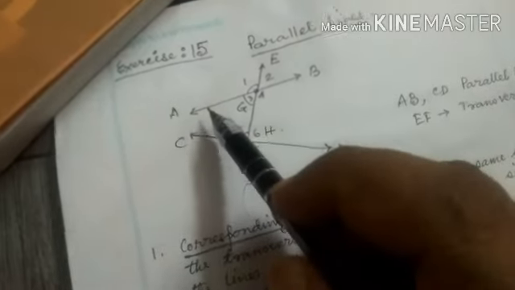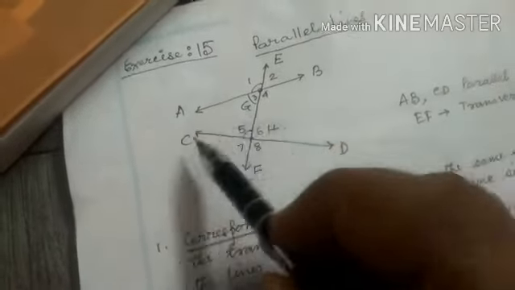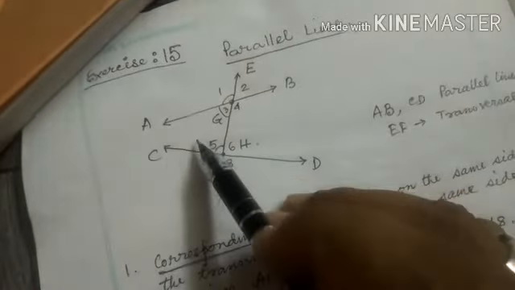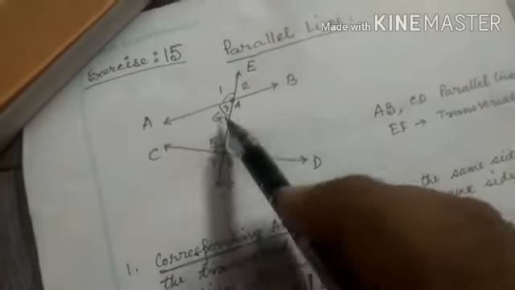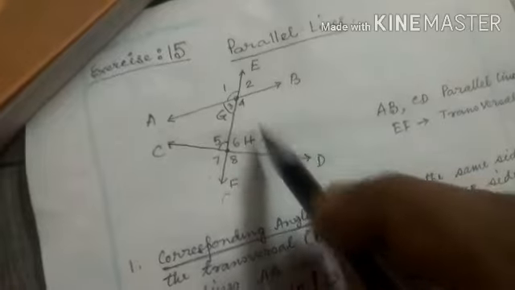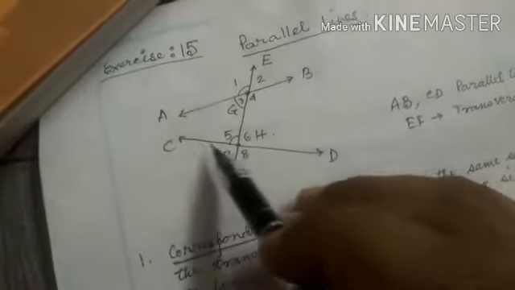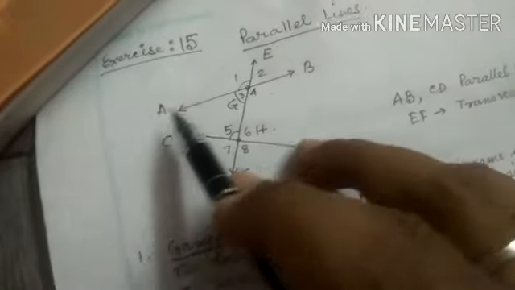Here I have drawn two lines AB and CD. These two lines are not parallel because the distance between every point of these two lines is not equal, and these two lines intersect at a point. Therefore these two lines are not parallel.